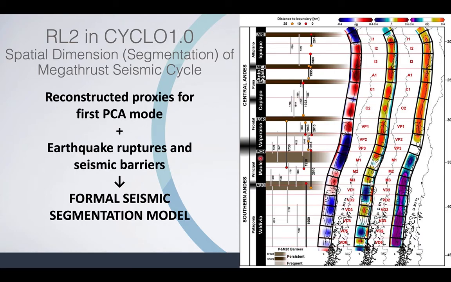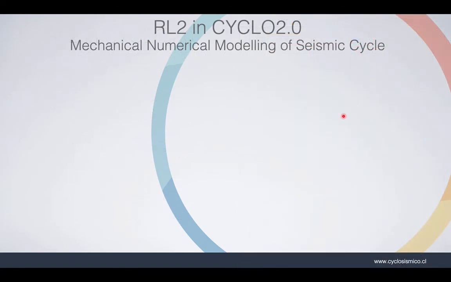And from the integration of these different results, as we can see here, we create this formal seismic segmentation model for the Andean margin, which is a very important result of our research line and allows us to move toward a more model-oriented research. And that is what we would like to do during the second phase of Ciclo, to move from an observational analysis to a more object-oriented modeling of the seismic cycle.